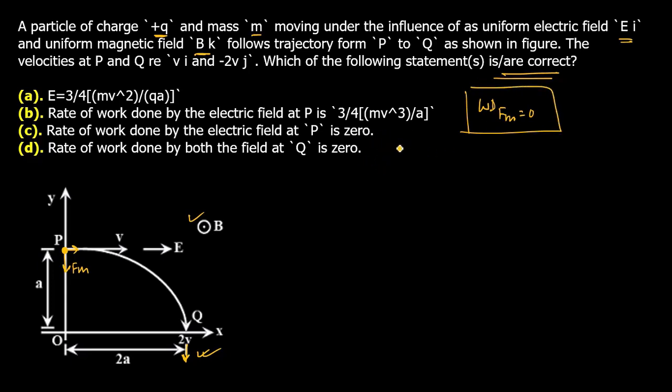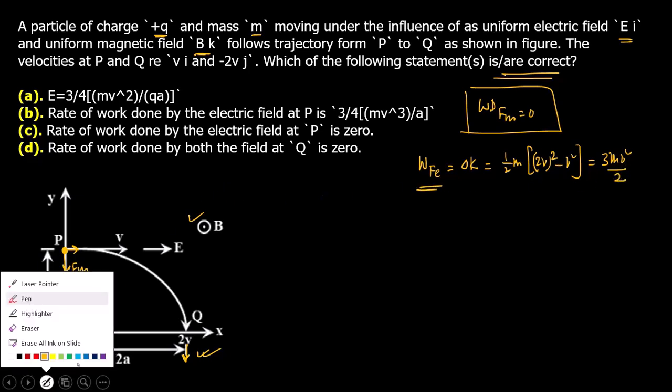Using the work-energy concept, the total work done by the electrostatic force should be equal to the change in kinetic energy, delta K. What is delta K? That is half m into (2v) squared minus v squared, which means 3mv squared by 2. That is our total work done by the electric force.